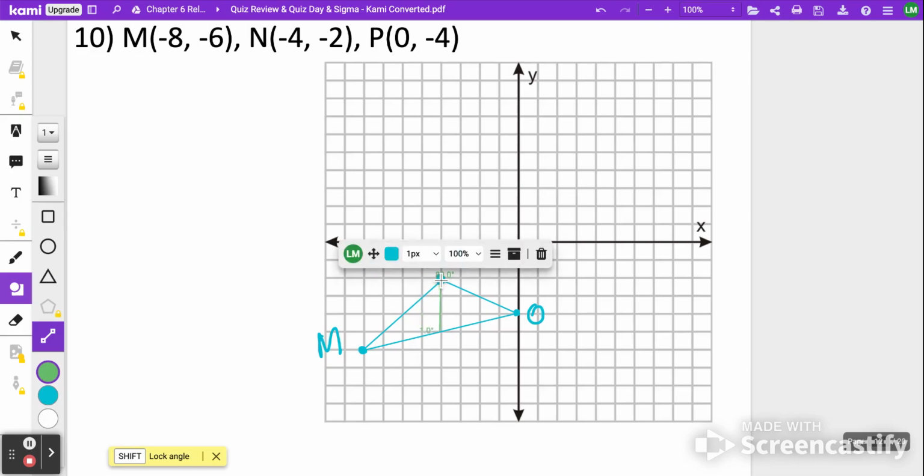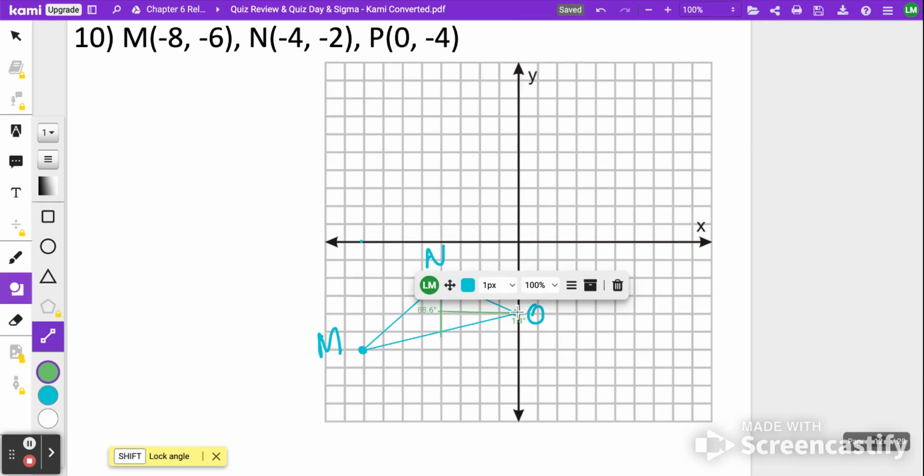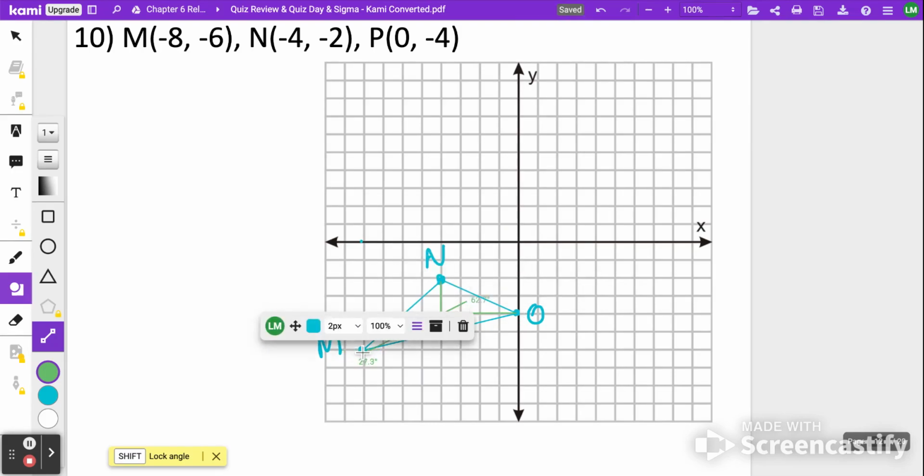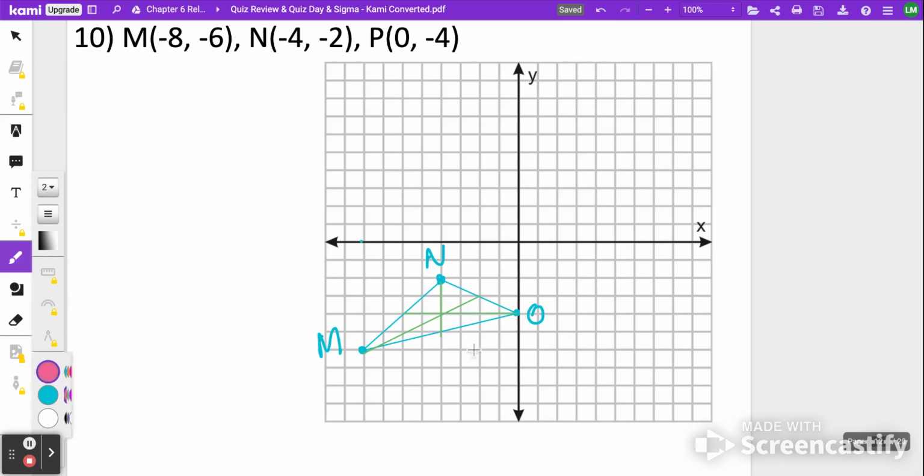So N to MO, O to MN, and then M to O, and it's going to be intersecting all at the same point here. So this is negative 4, 1, 2, 3, 4, negative 4 for your centroid.